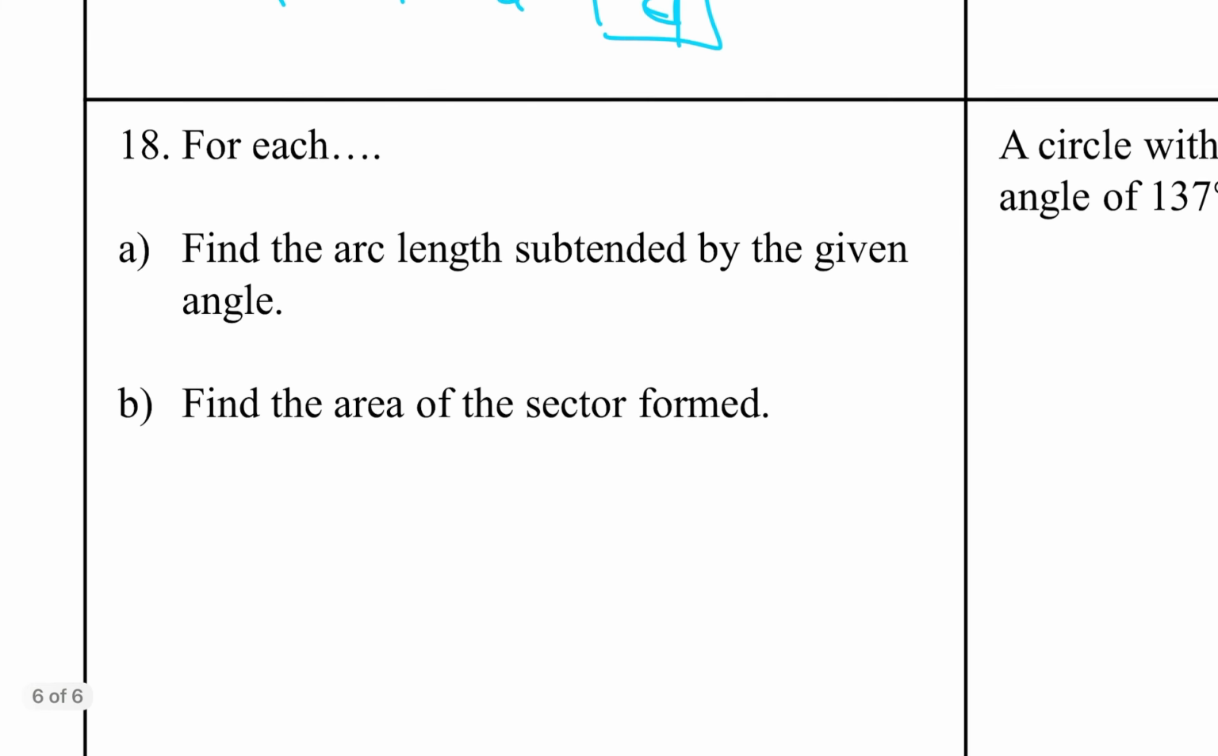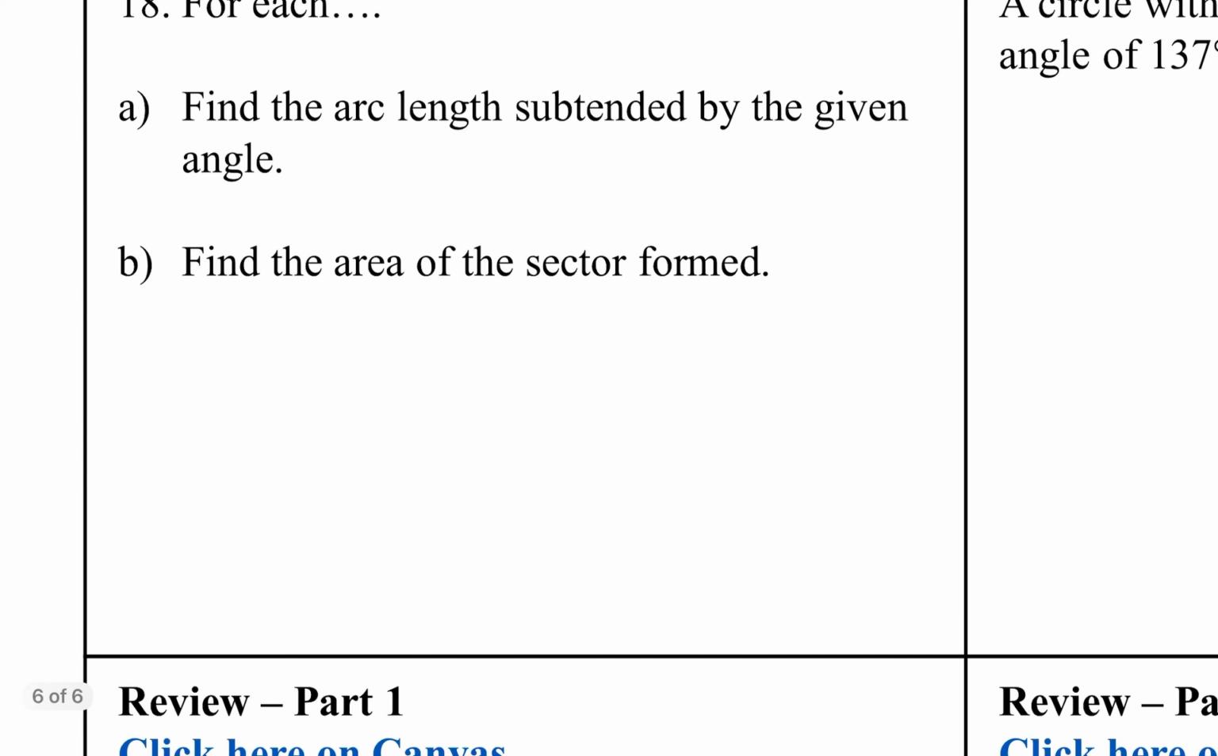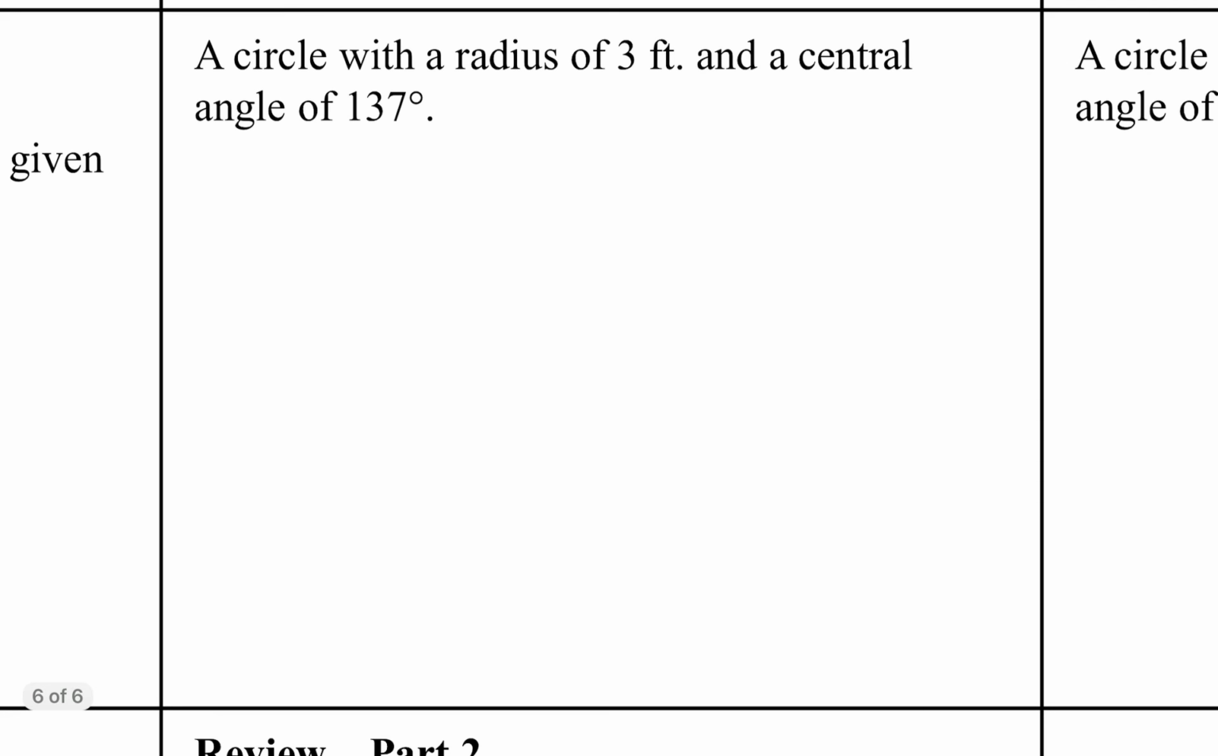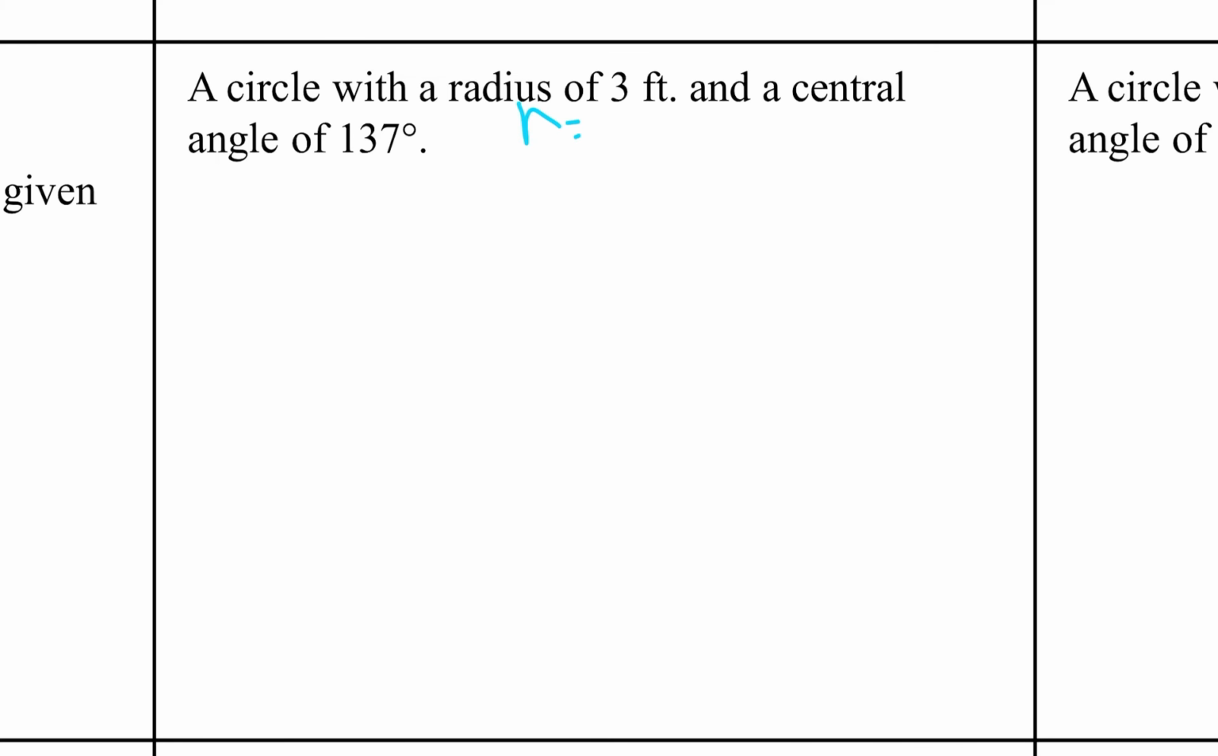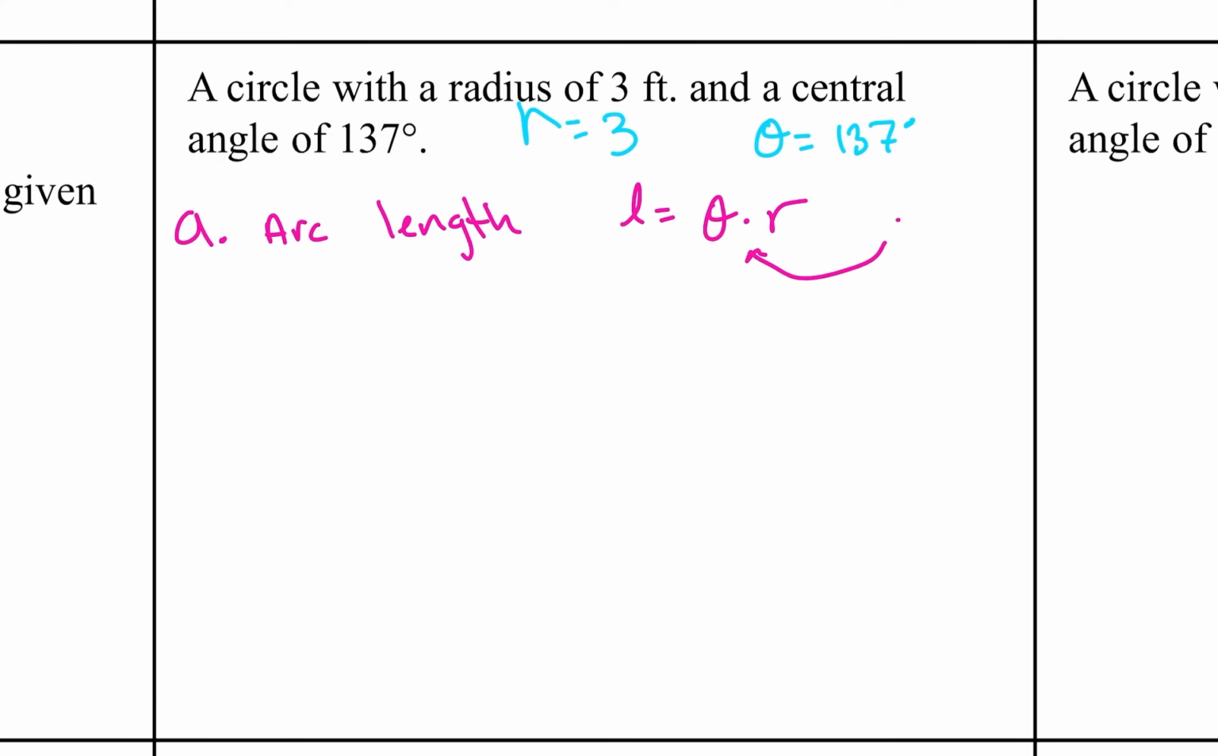All right, and for 18, it says for each, find the arc length and then find the area of the sector. So we've got this one that says a circle formed has a radius of 3 and a central angle of 137 degrees. So what we need to remember is that for our formula, the first one asks us to find the arc length. That formula is L equals theta times R. Super easy formula, but theta has to be in radians. And our problem does not have it in radians. So we need to make that conversion first.